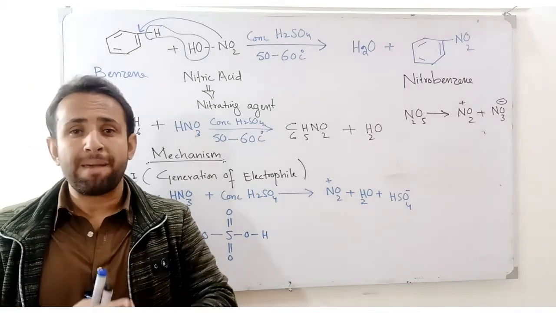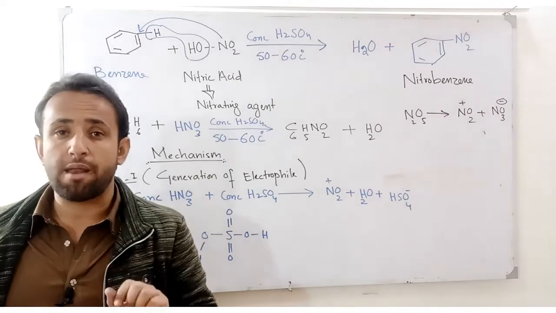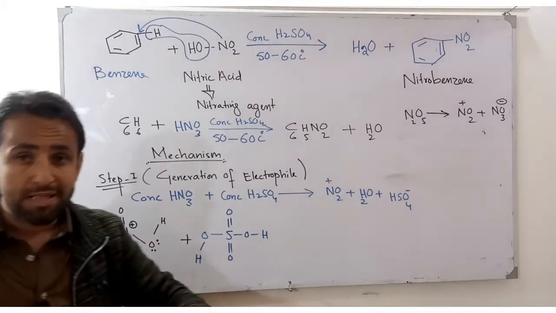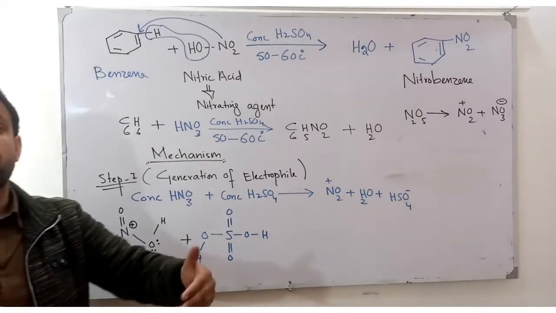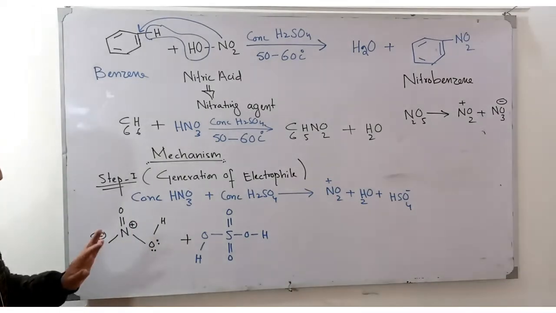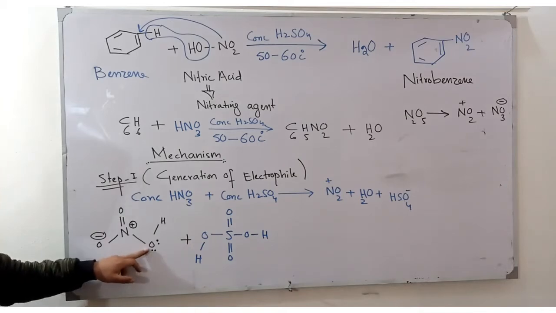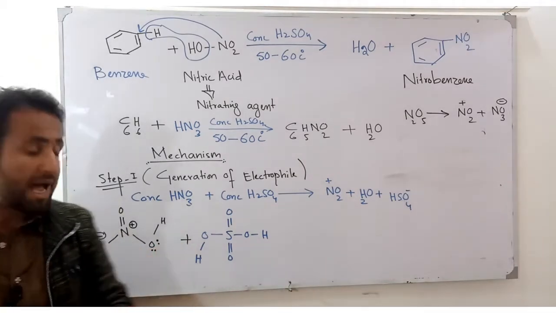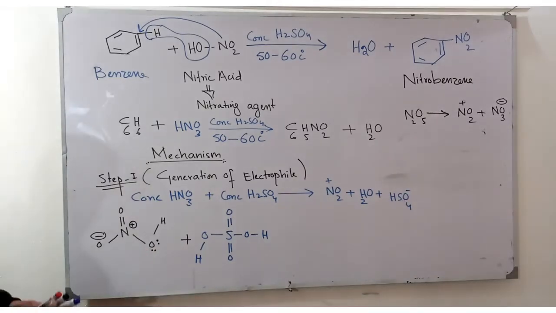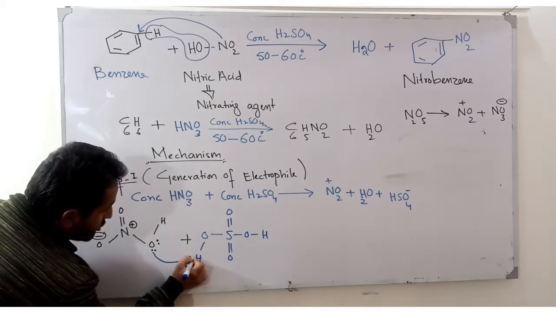What is the job of an acid? The job of an acid is basically to provide a proton. Since this is sulfuric acid, it provides a proton. Now it becomes much easier to cleave this bond. How does this become easier? Look at this adjacent oxygen atom. As this oxygen atom has a lone pair of electrons, it will attack this hydrogen atom like this. The lone pair of oxygen will attack this hydrogen atom.